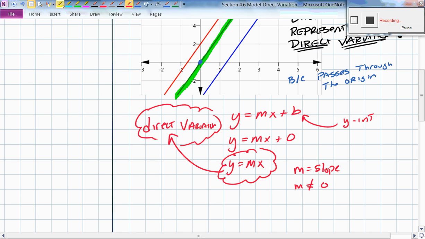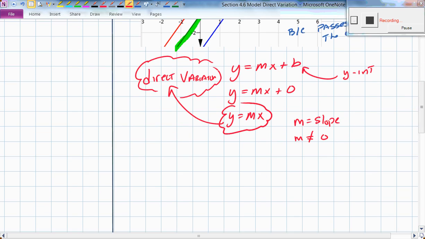Okay, you guys with me so far? Oh, that's not my highlighter. Oh, yikes, that looks really ugly. So direct variation, that's the part that we're talking about. Y equals mx. M is the slope, and m cannot be 0. So in fact, we're only talking about lines that go through the origin, right?